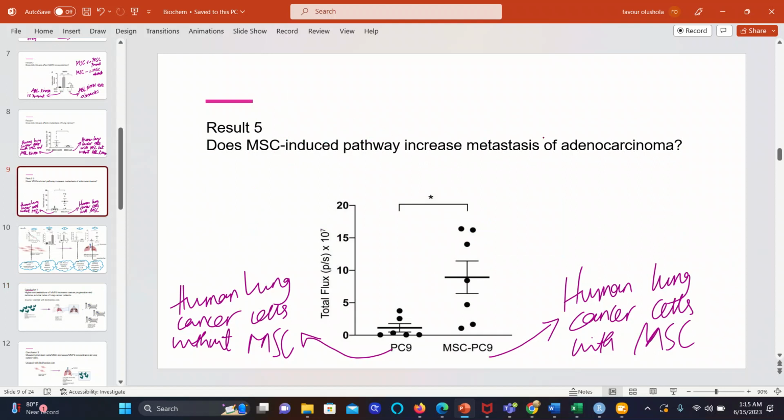Our last experimental question is, does the MSC-induced pathway increase metastasis of adenocarcinoma? Adenocarcinoma is the type of lung cancer being looked at within this paper. We have a data figure here, and we're looking at two groups of cells: human lung cancer cells without the mesenchymal stem cells and human lung cancer cells with mesenchymal stem cells. We're trying to determine whether there is metastasis or no metastasis.